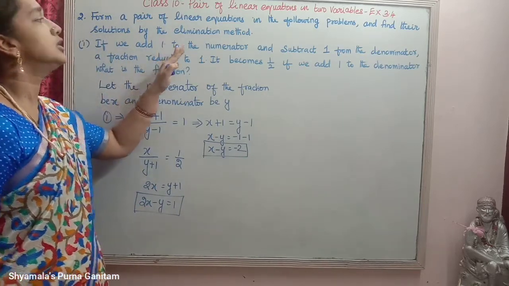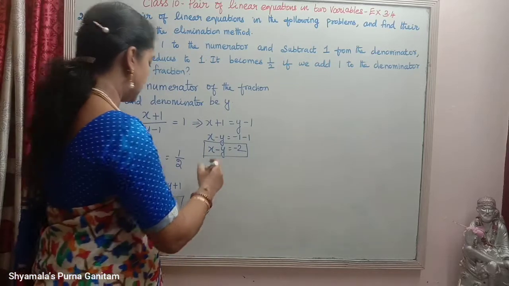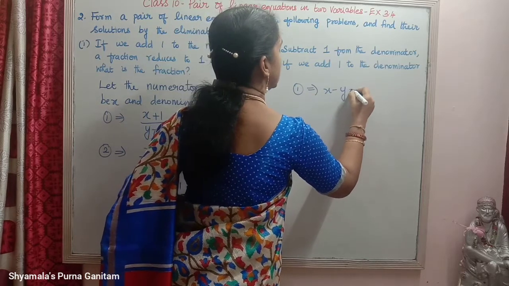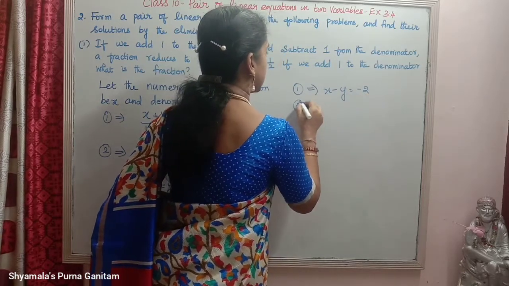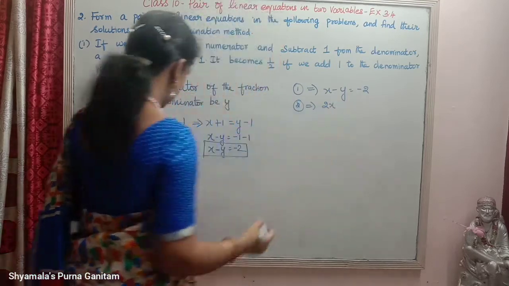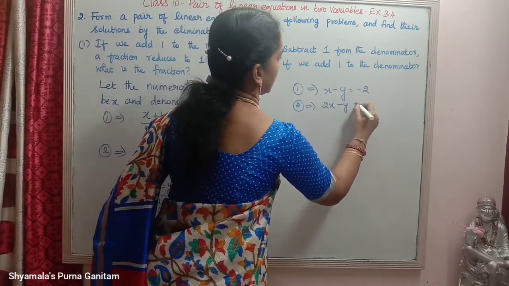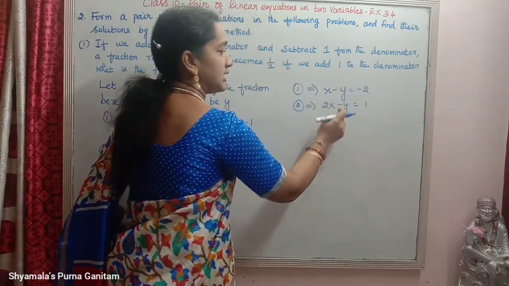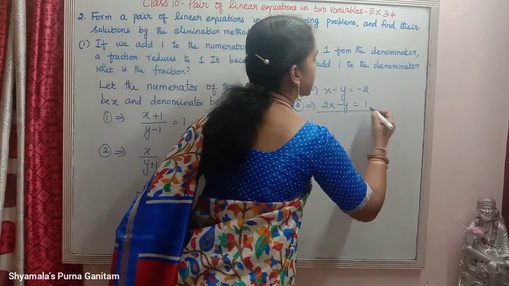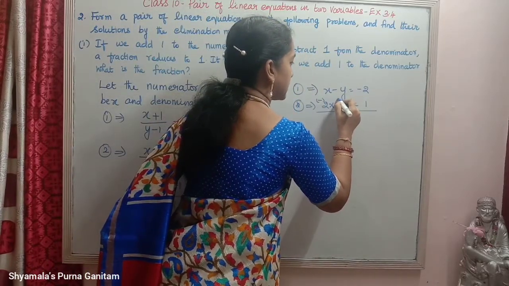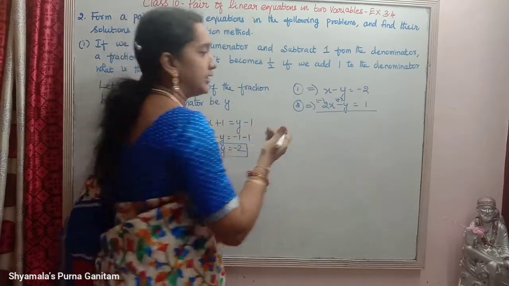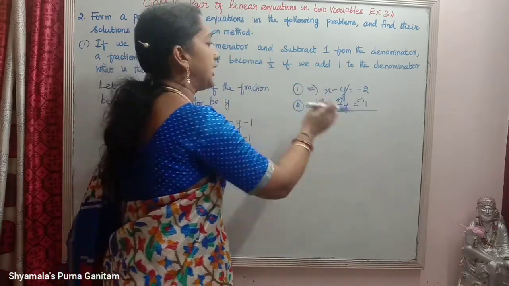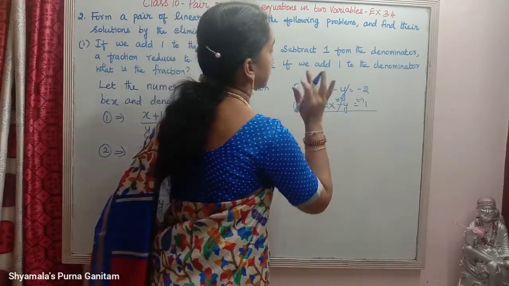So we are asked to solve this using elimination method. So first equation is x minus y is equal to minus 2 and second equation is 2x minus y is equal to 1. Okay, so here the y value is same, minus y and minus y. So both can be simplified by subtracting it. If we subtract, we have to write the opposite sign for that. So plus y minus y will get cancelled. y is eliminated here. So we will get x value.